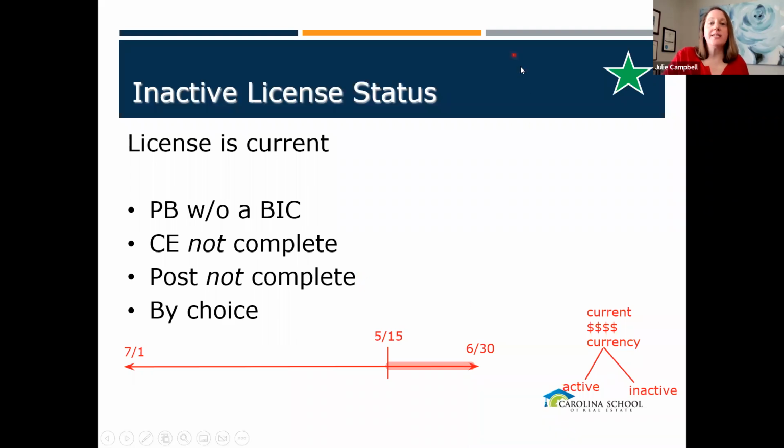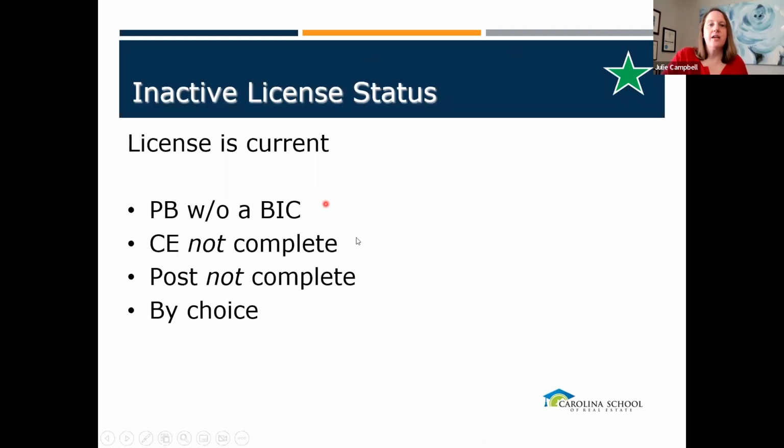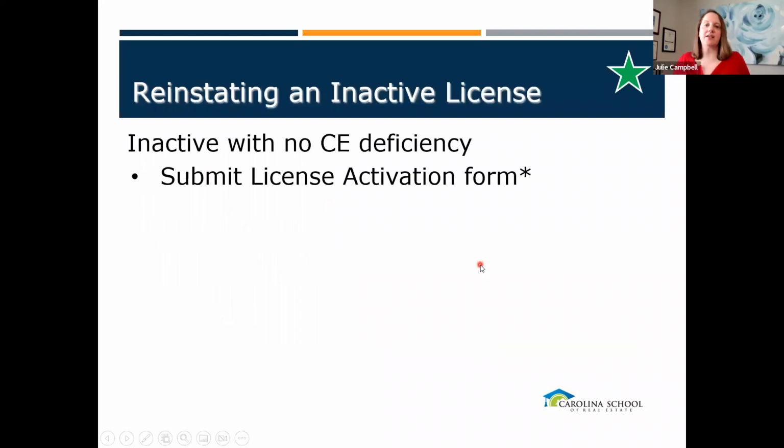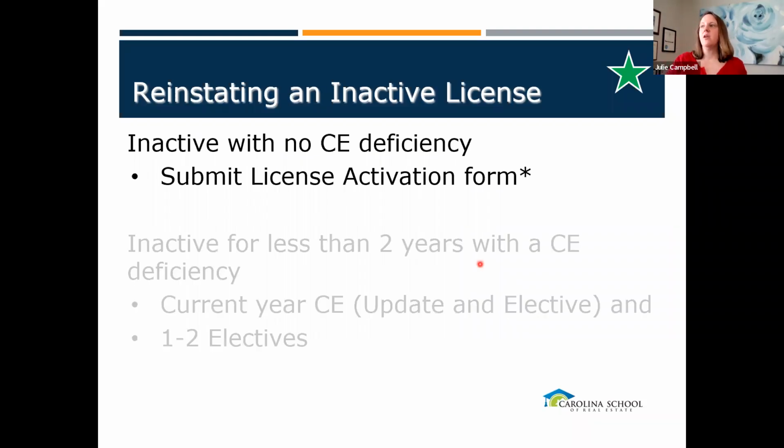Let's talk about how we reinstate an inactive license. And reinstating an inactive license has to do with our education. Remember, you've been paying the fee every year. So before they can reactivate you, if you have been keeping up with CE, you can take CE on an inactive license. So if you've been keeping up with CE, you wake up one day and decide you want to be active, you just got to submit the form. Poof, you're active again. All you're doing is paying the fee and keeping up with your CE.